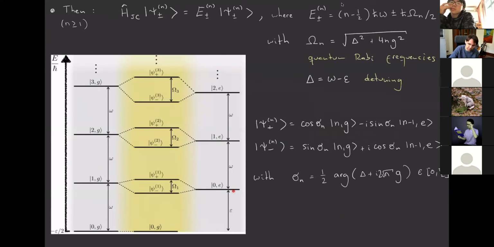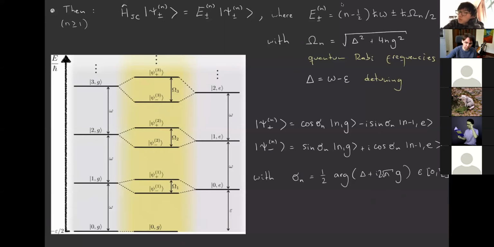Or we have the atom in the excited state, in which case the energy is already epsilon for 0 photons. Okay, so we have already the energy of the atomic excitation, which is not exactly the same as omega. Okay, you see that it's slightly below in this picture. And then you can add to that 1 photon or 2 photons, so you get h bar omega plus epsilon, 2 h bar omega plus epsilon, etc. So this is the energy spectrum when there is no coupling. What is the coupling doing?